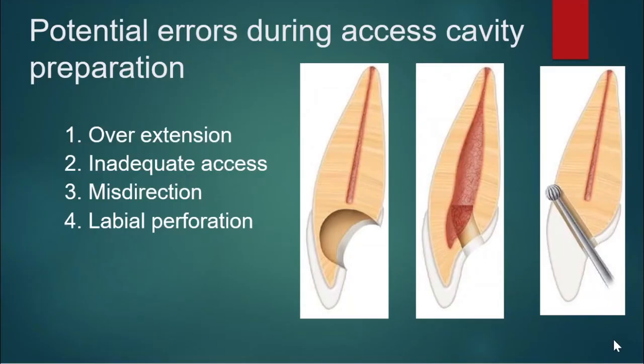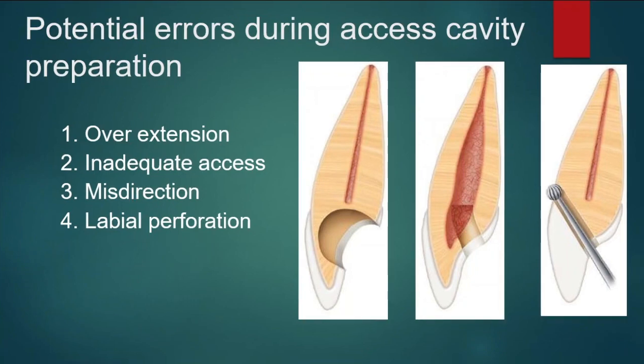Also, we could have inadequate access or opening. This may lead to fracture of a burr or a file, in addition to coronal discoloration, errors during obturation, root perforation, ledging of the canal, and apical transportation. All these possibilities can occur due to inadequate access.